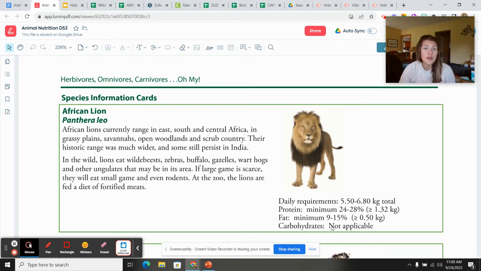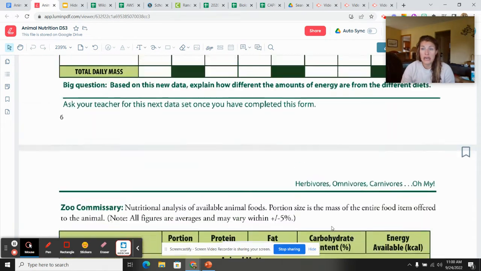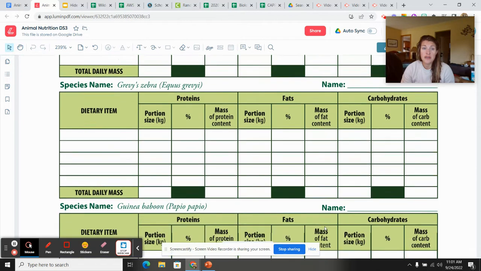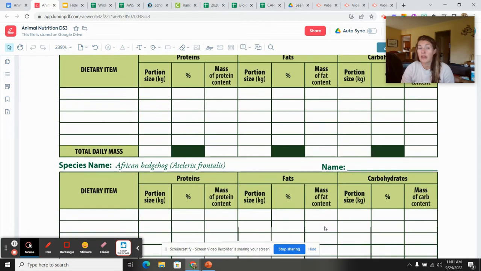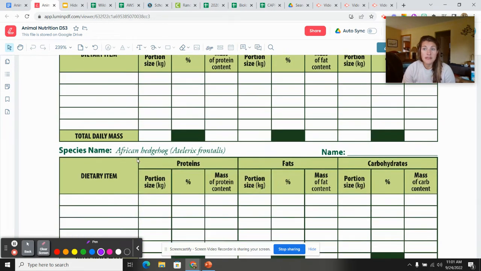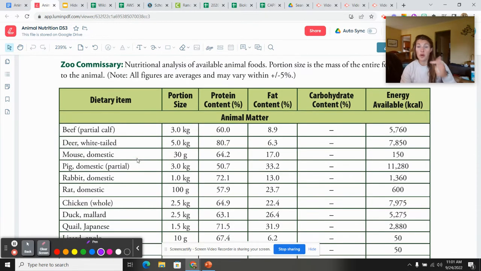Okay. So we are going to do the lion together. And then you guys are going to pick 2: either the zebra and the baboon, the baboon and the hedgehog, or the zebra and the hedgehog that you are going to do in your group. Okay. So I have my baseline of what I need for my lion. I'm going to look at my zoo commissary list. We know that they only need protein and fat. They don't need carbs.